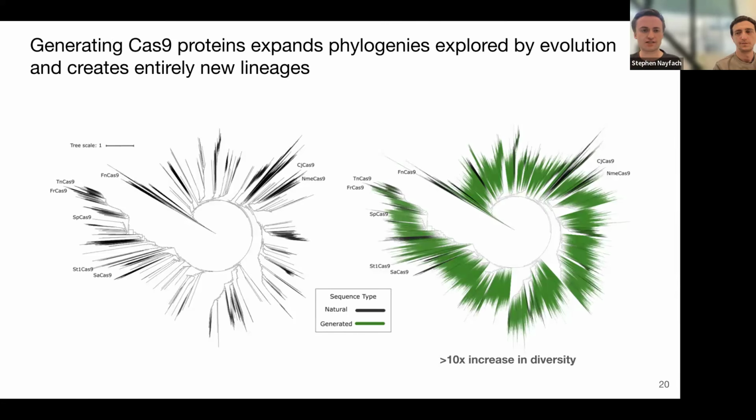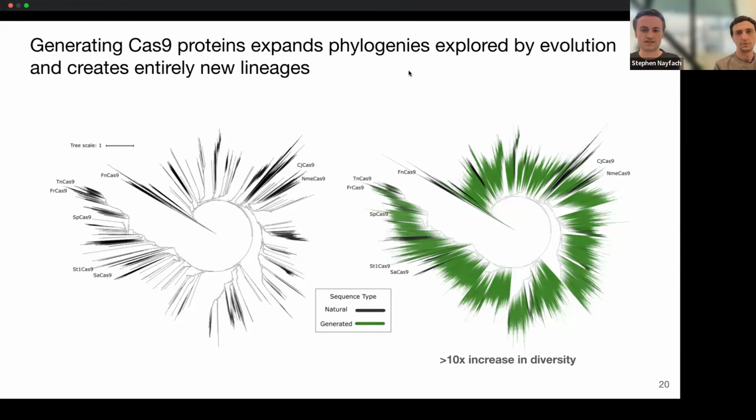In these phylogenetic trees, we're showing the result of applying a similar fine-tuning approach as we did for all CRISPR-Cas proteins to just Cas9s. On the left is the natural diversity. So you can see this branching path taken by evolution. And then when we generate about 1 million Cas9-like proteins and add them to this tree, you can see it's then dominated by sort of this synthetic diversity. In fact, over 10-fold more diversity than we can find with just natural proteins.